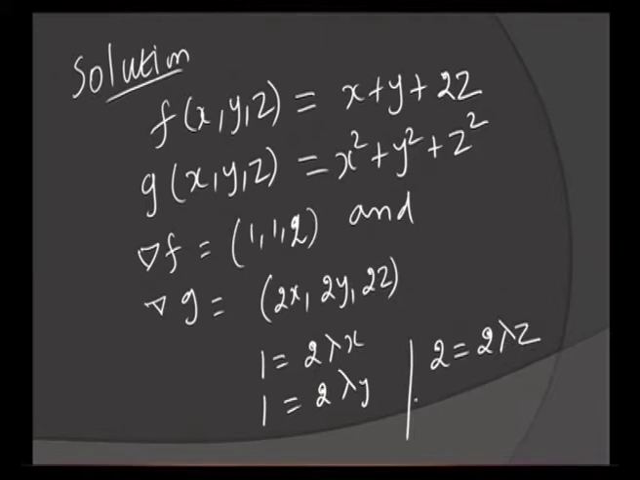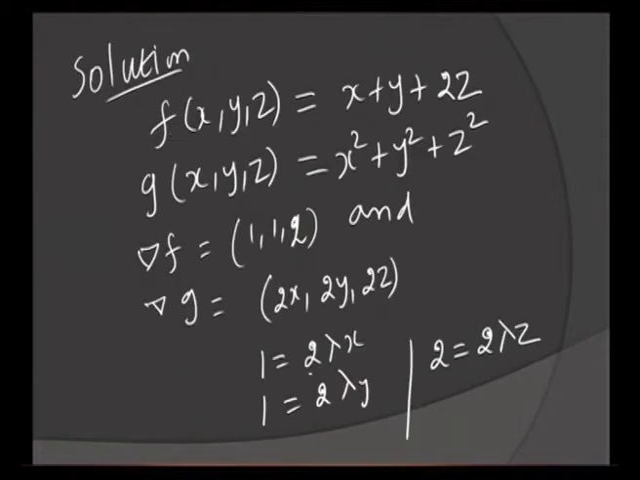To solve this, note that lambda cannot be equal to 0, because if you take lambda equal to 0, then the whole right hand side of the equation will be 0. So lambda cannot be equal to 0 here. Then we get x is equal to 1 by 2 lambda.